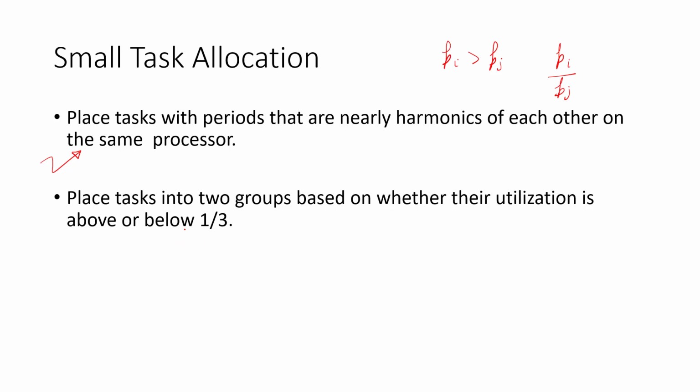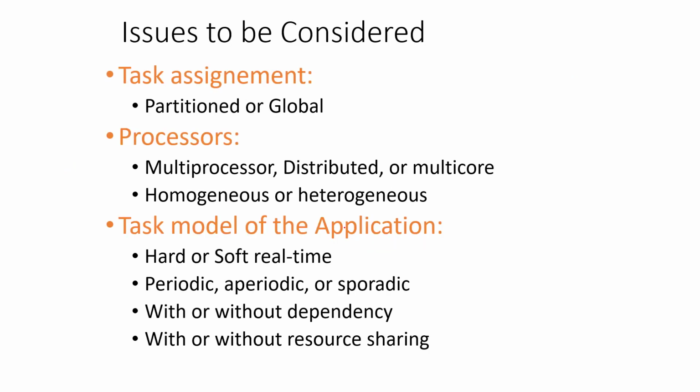Another approach could be that we could divide tasks into two groups based on whether they have low utilization or high utilization, where one third appears to be a good threshold, experimentally determined. So we take the small tasks and we schedule them separately. We take the large tasks and schedule them separately. Or what we could do is create small-large pairs, given that one has utilization less than a third and the other has utilization more than a third. You might try to group them and place them in the same CPU if possible.